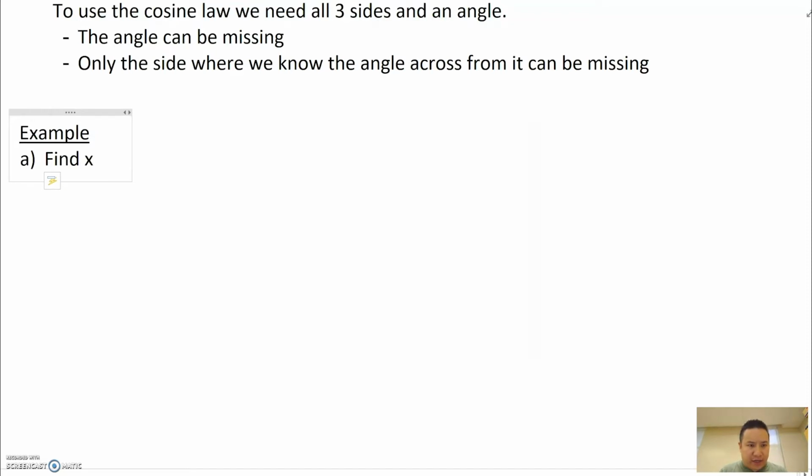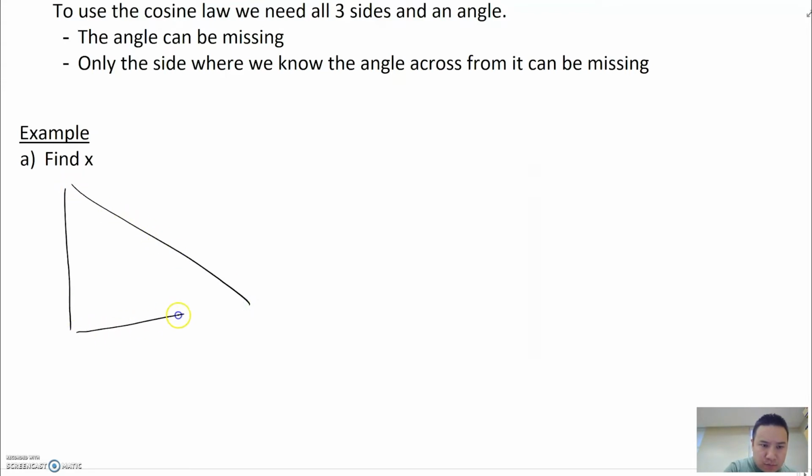And we need to find x. So here's our triangle. Let's say we have this angle right here. It's 51 degrees. Let's say I have this side right here. It's 7 meters. And let's also say we have this side right here. It's 10 meters. And the x that I'm looking for is this one here.